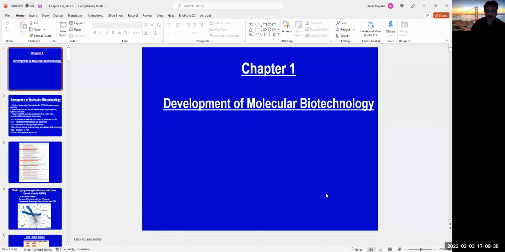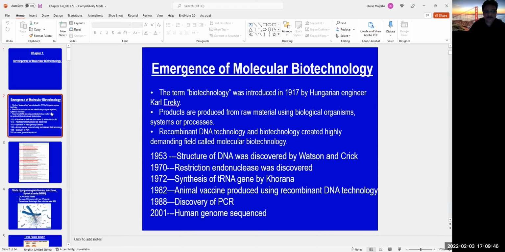So chapter one is the development of molecular biotechnology. Yesterday means last class, we discussed at a broad length about some of the key discoveries and how they connect to modern day problem challenges, and where we have hope to fight those or to take care of those challenges. So this is the first slide.